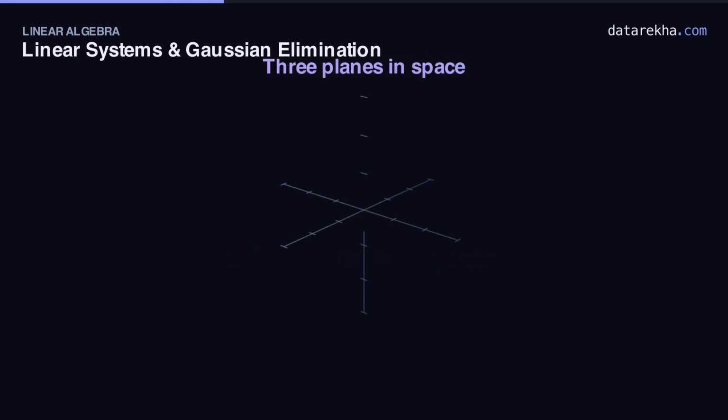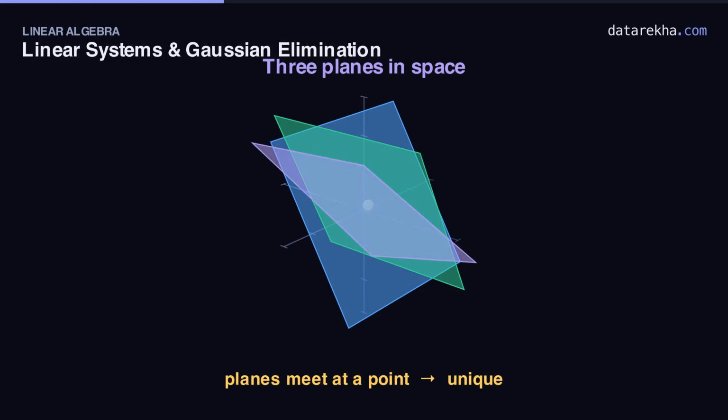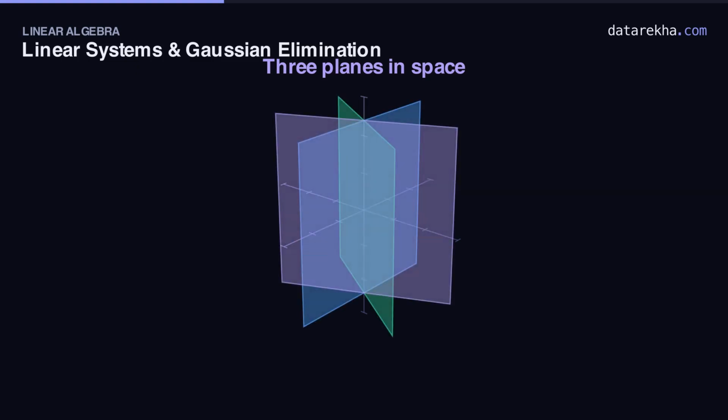The same picture lifts into three dimensions. With three variables, each equation is no longer a line. It's a flat plane in space. Three equations, three planes. When all three planes slice through one common point, that point is the unique solution, the one triple lying on every plane at once. But the three planes could instead share a whole common line. Every point on it satisfies all three, giving infinitely many solutions. Or they can be arranged so no single point lies on all three at once, and then there's no solution.